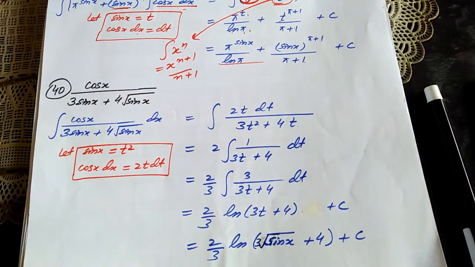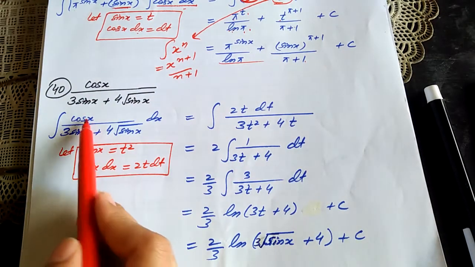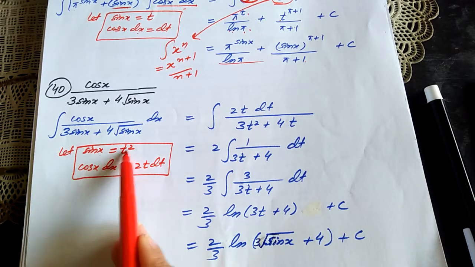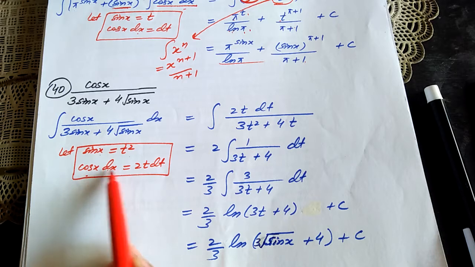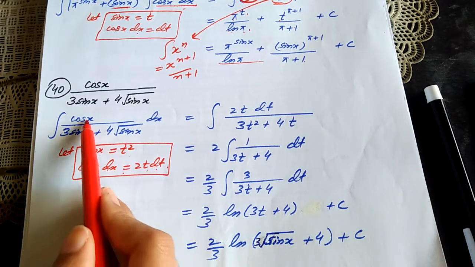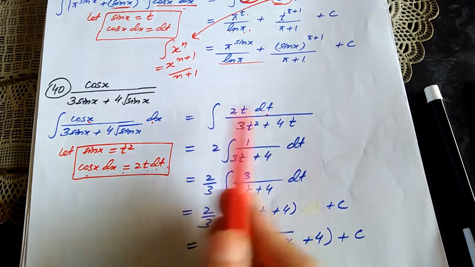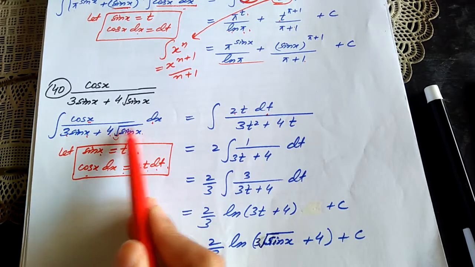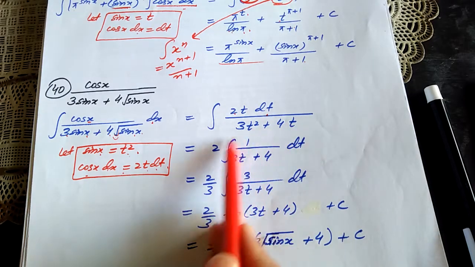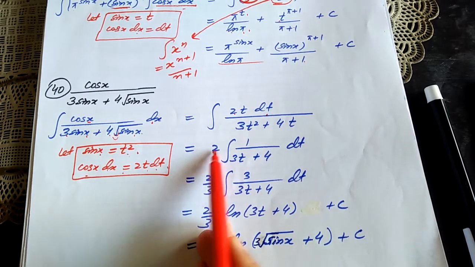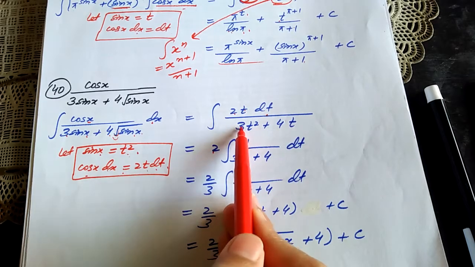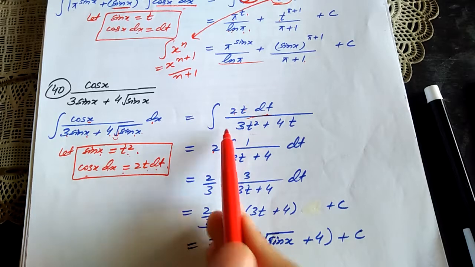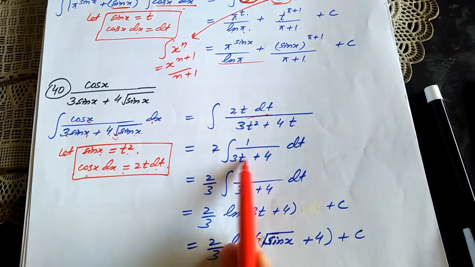Now the last question of this exercise is question number 40. Integrate cos of x over 3 sine x plus 4 under root sine of x. I have let sine of x equal t square. Cos of x dx will give us 2t dt. 3 sine of x will give 3t square. And 4 under root sine of x, under root t square, will give 4t. Now I am taking this 2 common outside. Take t from the numerator and t from the denominator common and cancel both. I will be left with 1 over 3t plus 4 dt.